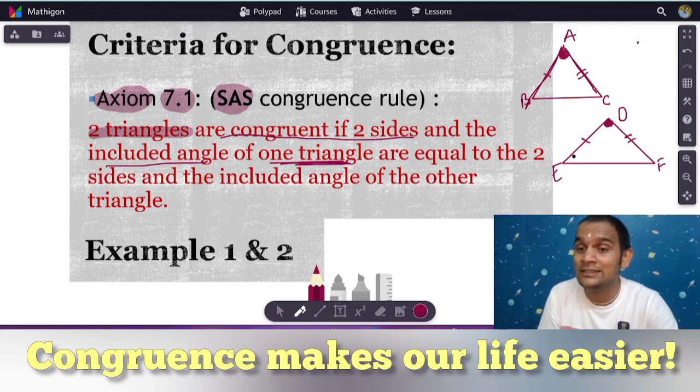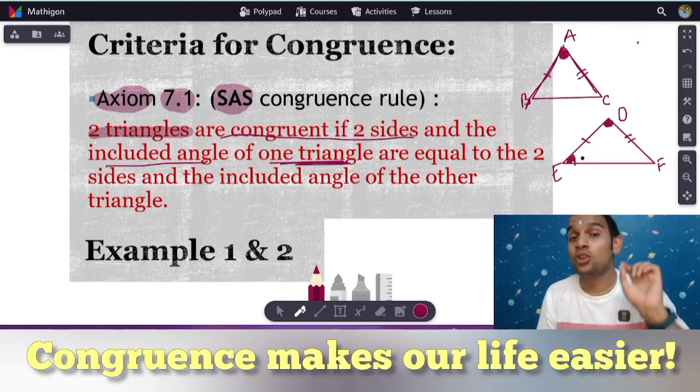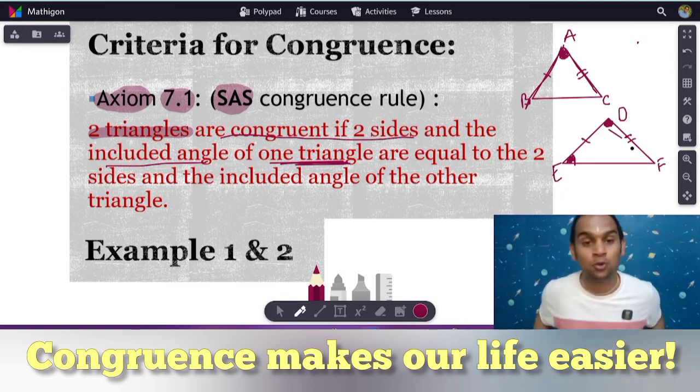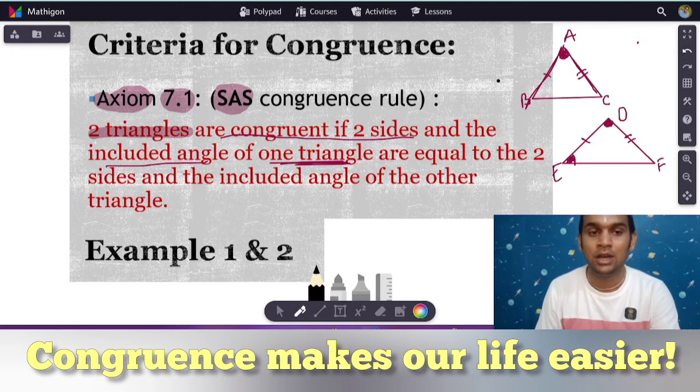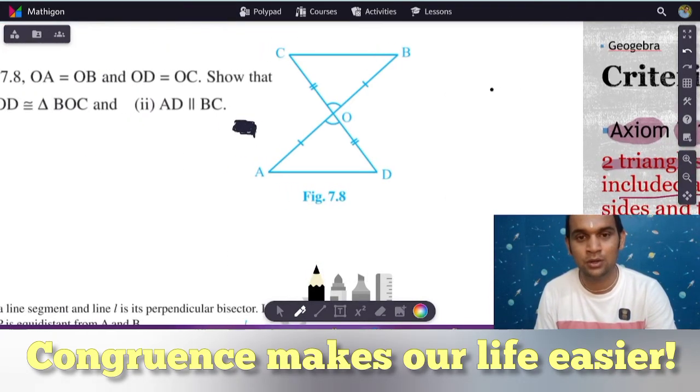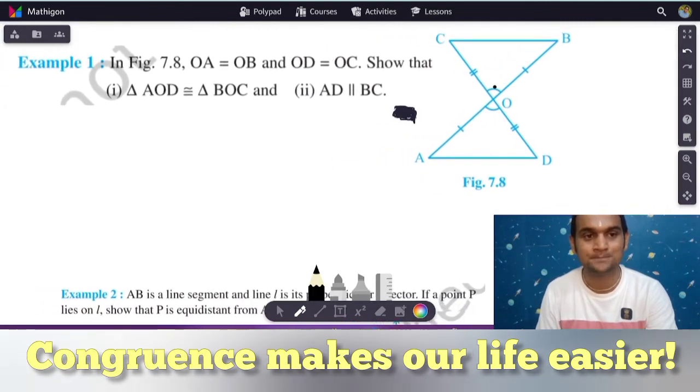If angle A is equal to angle E, we cannot use the SAS criteria because angle E is not included by the sides DE and DF. I hope that makes sense, and that makes the congruence criteria for SAS. Now let us do two examples related to that.